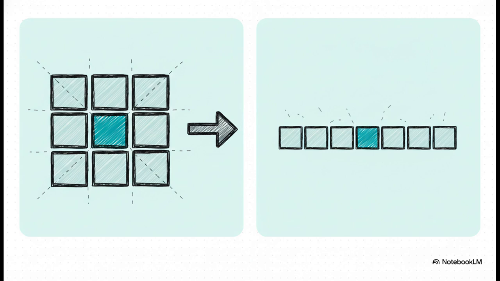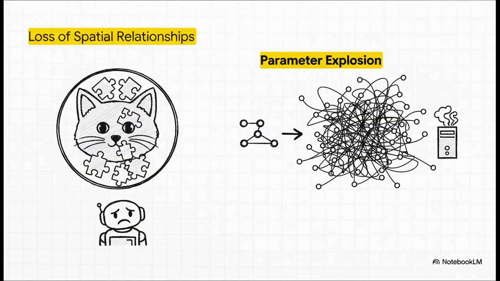Okay, here it is. This is the heart of the problem. A normal neural network needs a simple, flat list of numbers. So what do we have to do? We have to take this nice, structured 2D grid of pixels and just flatten it into a long line. See that middle pixel? It used to have neighbors all around it. Now it's just a number in a long, meaningless sequence. And just like that, we've completely destroyed the image's structure, the very thing that tells us it's an image in the first place. And this flattening leads to two, frankly, huge problems.